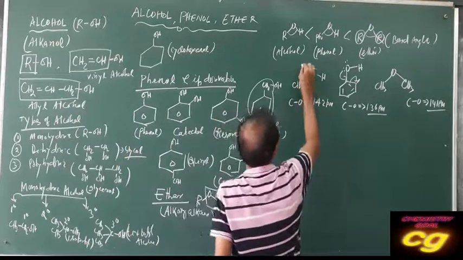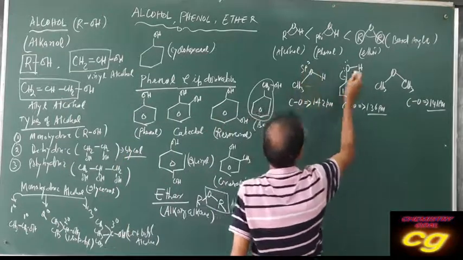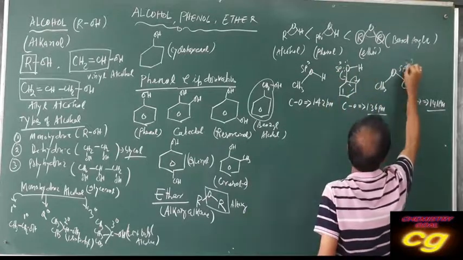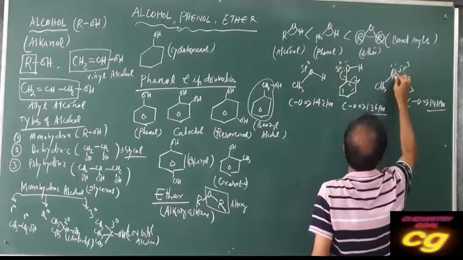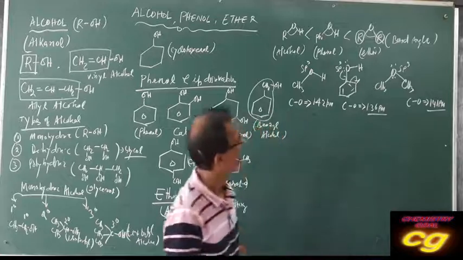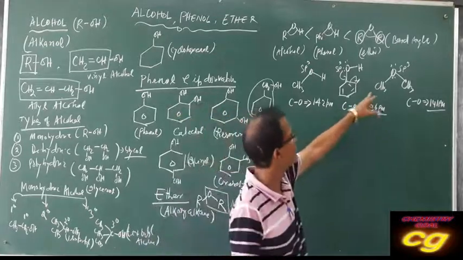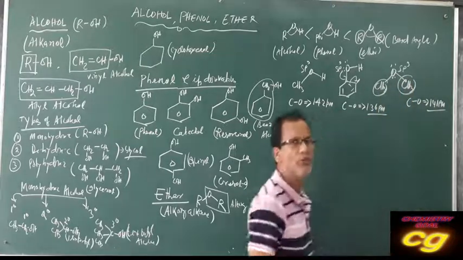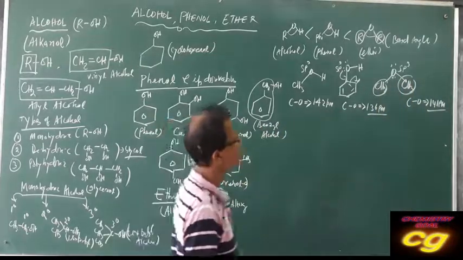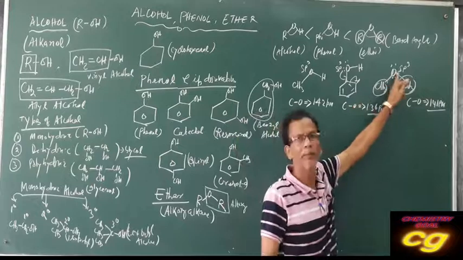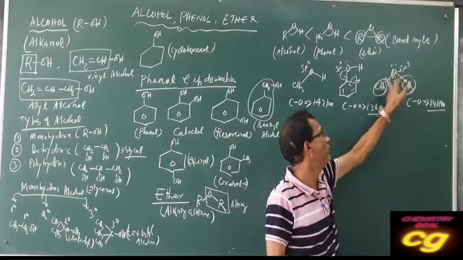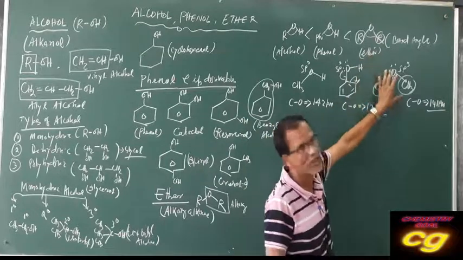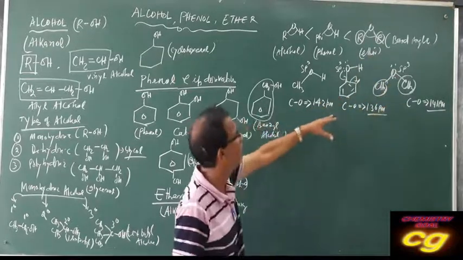This hybridization is sp3 hybridization. Here is sp3 hybridization, here also sp3 hybridization, having two lone pairs. But here what happens? The bulky groups, two methyl groups, the repulsion is more. Due to more repulsion of two methyl groups, what happens? The bond angle increases. That's why the bond angle in ether is greater than which one?